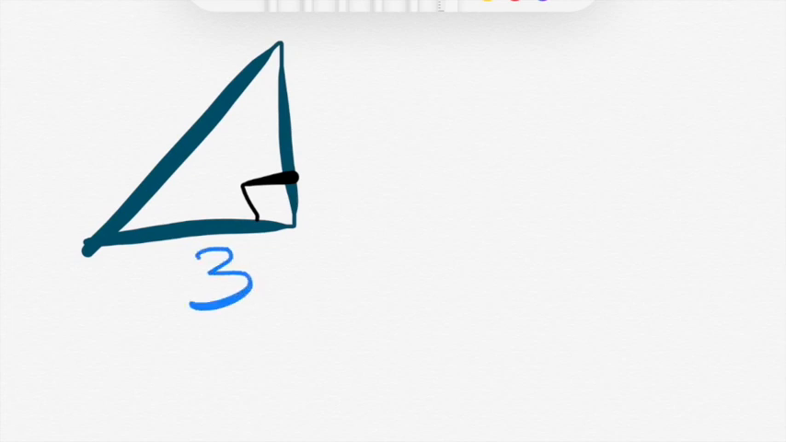So now let's put this into practice. Recall that you need a right triangle in order to use the Pythagorean Theorem, and here's a poorly drawn one, but still a right triangle, with sides 3 and 3. And so we're looking for side C.